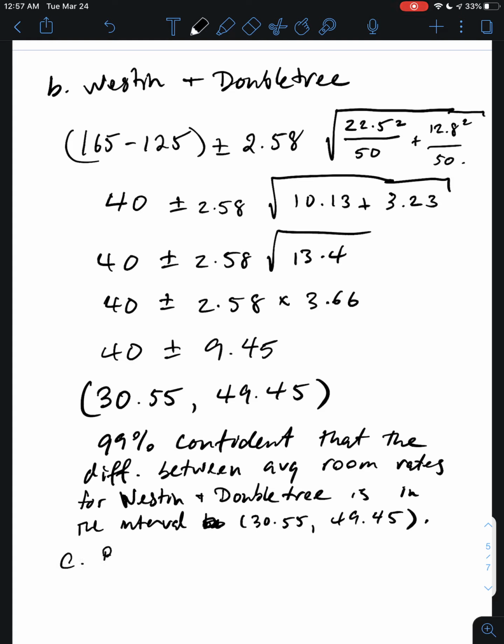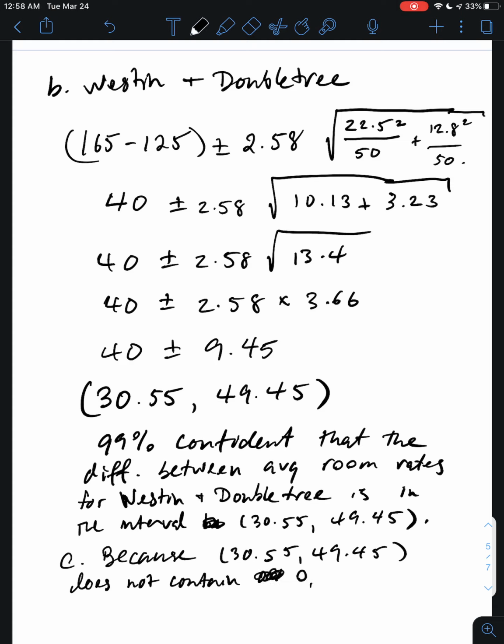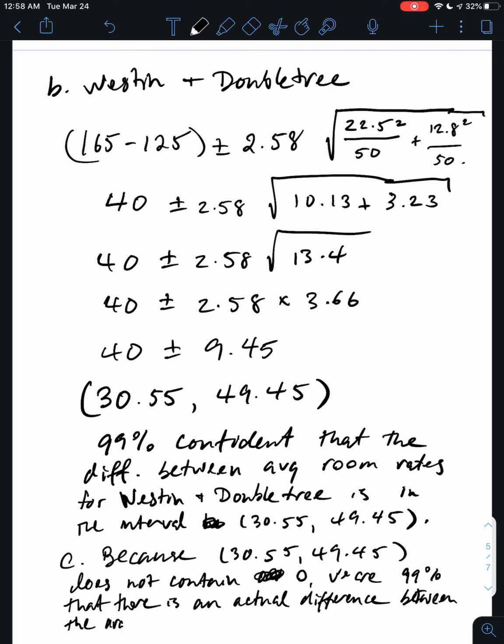Now again, because that interval does not contain 0, we are 99% confident that there is an actual difference between the average cost of the room in the two hotels.